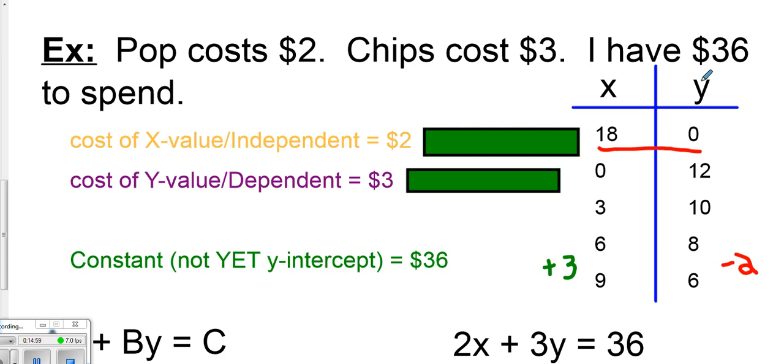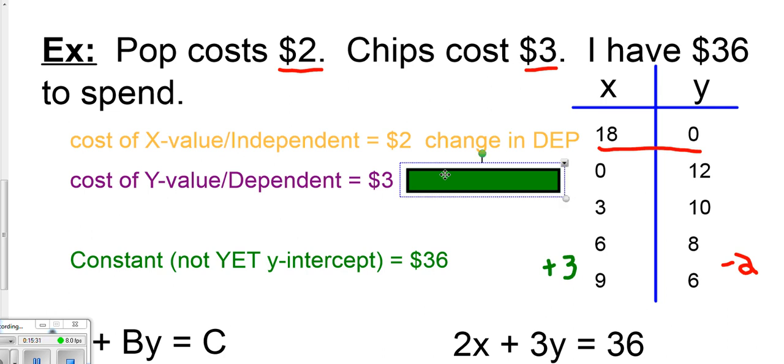So even though y had to do with chips, and chips cost $3, this 3 was actually affecting my x value. This 2 was actually affecting my y value. So even though we say the cost of the x value, or the independent one, was $2, that $2 actually affects the change in the dependent variable. The cost of the y value, or our dependent variable, is $3. That actually really affects the change in the independent variable. Okay, $3, this was going up by 3.